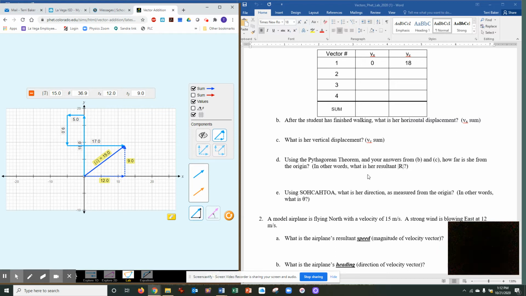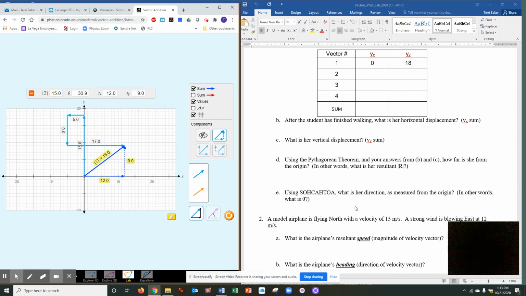Using Pythagorean theorem and your answers from B and C, how far is she from the origin? What is the resultant? So Pythagorean theorem, if you plug in 12 for A and 9 for B, you should get 15. And then using SOHCAHTOA, what is her direction?